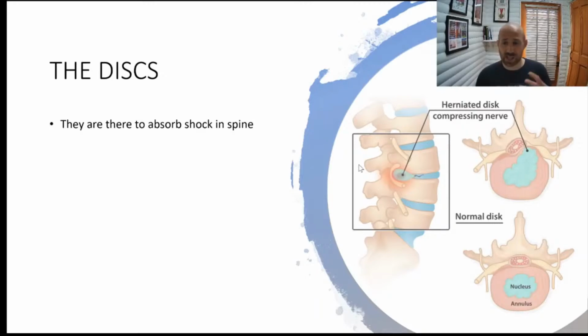Now what they do is they absorb shock in the spine. So they sit in between these vertebrae in order to absorb shock. So, you know, they work very well, they're helpful for us. But what can happen is that they can bulge firstly, and we can have these bulging discs.